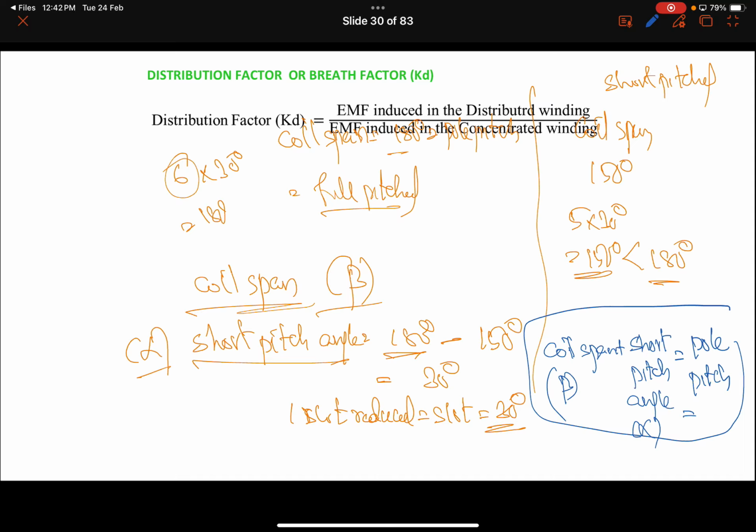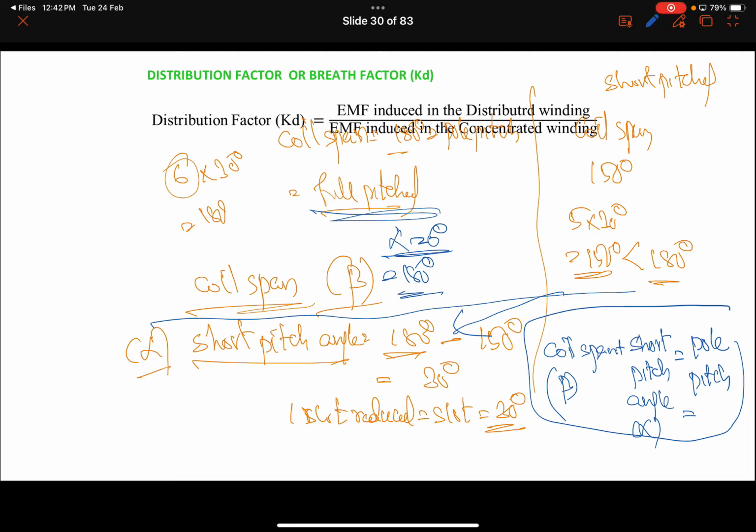In full pitch winding, what is coil span beta equal to? 180 degrees. And what about the short pitch angle? Short pitch angle, this is not the case. For full pitch winding, there is no reduction here. Alpha, short pitch angle, equal to 0.